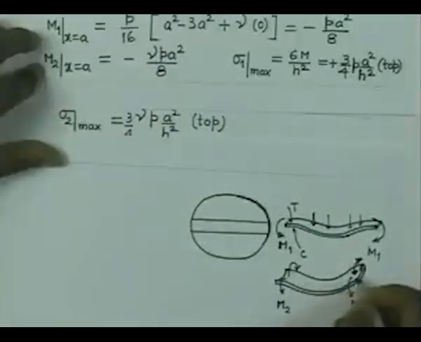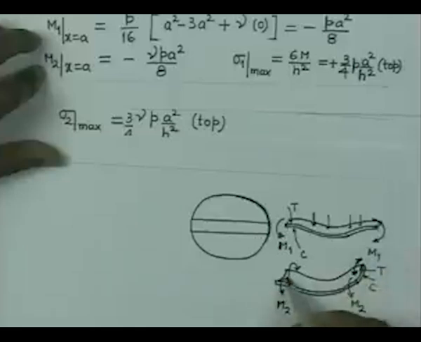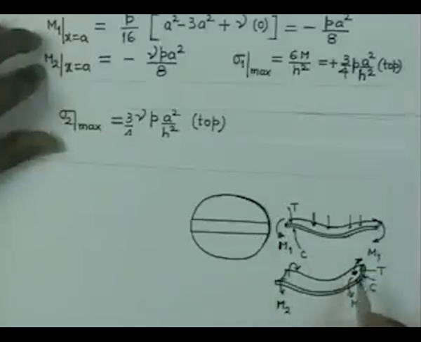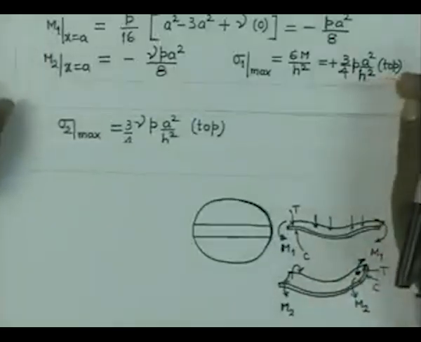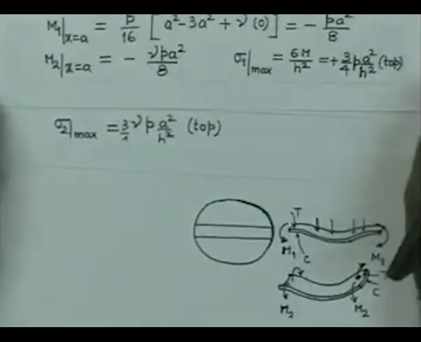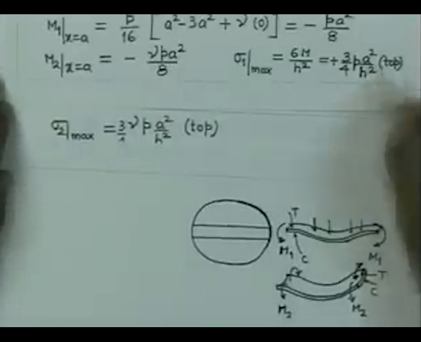Under the action of this type of bending moment, you can obviously see that at the bottom we are going to see compression, and at the top we are going to see tension. So, we will have tension at the top and compression at the bottom. In both the cases we see that we are going to have tension at the top and compression at the bottom. So, that is why the stresses are both positive.